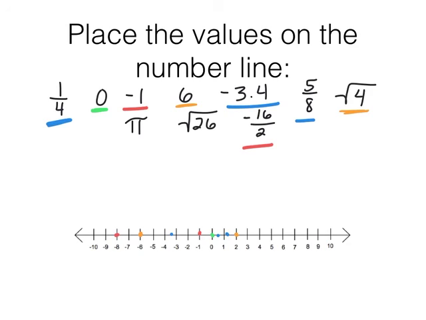And then finally, we have our irrational numbers. Pi is a little bit bigger than 3, and there's pi right there. And square root of 26. Well, square root of 26 is going to be between the square roots of 25 and 36. So that means it's going to be between 5 and 6, a whole lot closer to the 5. We'll put it right there.